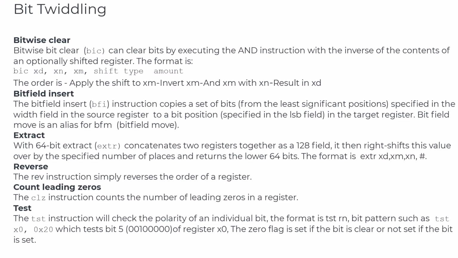The reverse instructions simply reverse the order of a register. Count leading zeros, CLZ, will count the number of leading zeros in the register, so that's pretty straightforward. And then we have the test instruction, TST. This will check the polarity of an individual bit. The format is test, RN, bit pattern, such as test X0, with the value 20. This will test bit 5, because if you look at bit 5, it's 00100000 in binary, of register X0. The zero flag is set if the bit is clear, or not set if the bit is set.